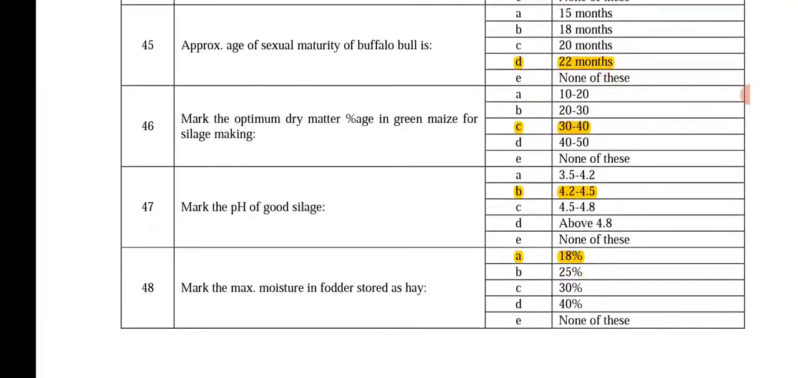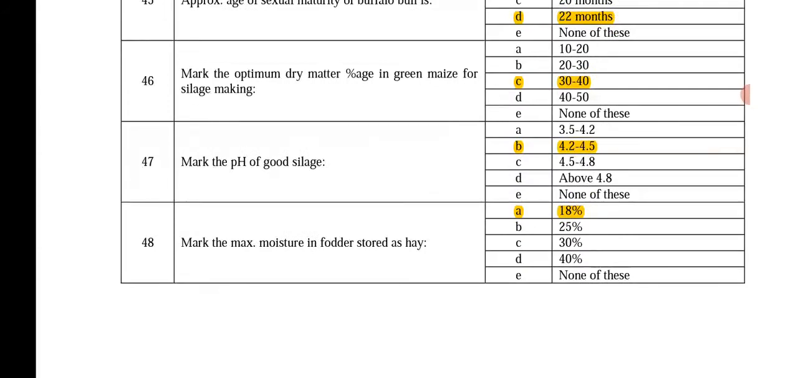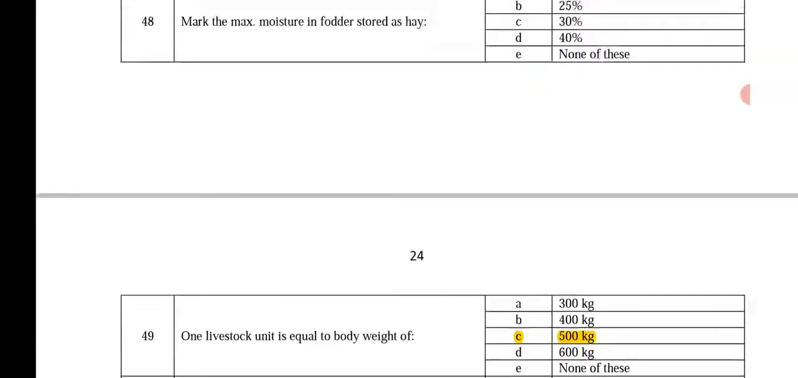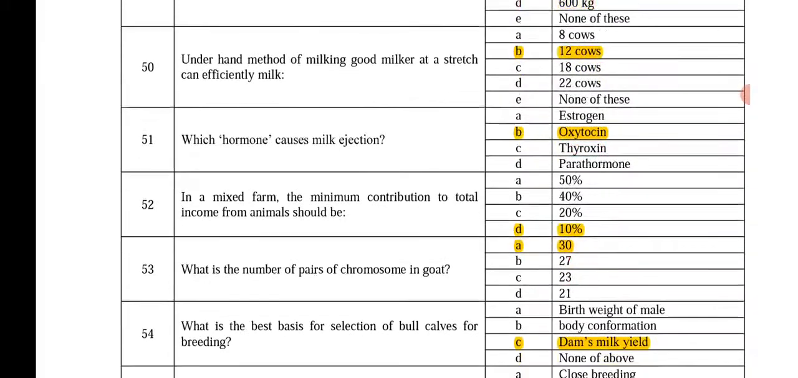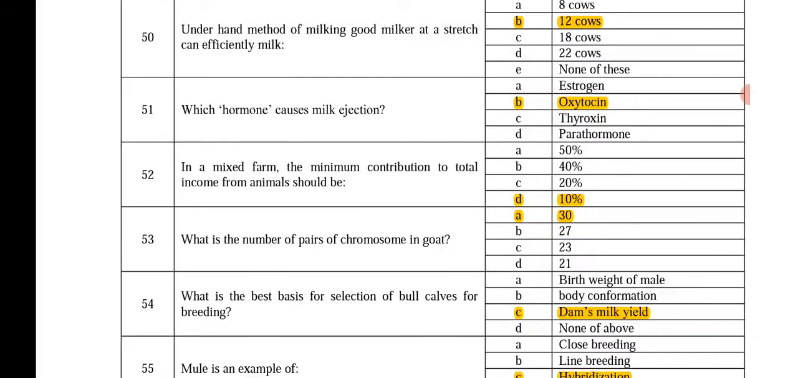Mark the pH of good silage: 4.2 to 4.5. Mark the maximum moisture in fodder stored as hay: 18%. One livestock unit is equal to body weight of 500 kg. Under hand method of milking, good milker at the stretch can efficiently milk 12 cows. Which hormone causes milk ejection? Oxytocin.